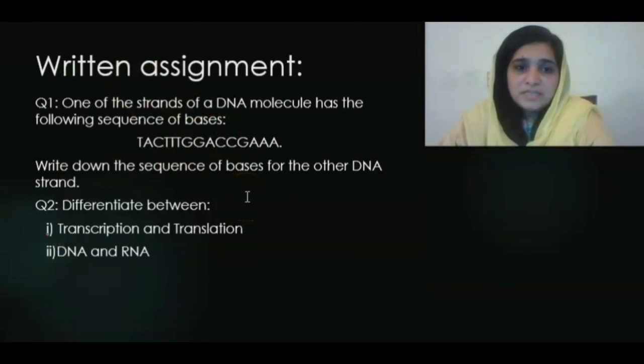Now, what is your written assignment? Question number 1. One of the strands of a DNA molecule has the following sequence of bases. Here is the sequence of bases given. Write down the sequence of bases for the other DNA strand. Then differentiate between transcription and translation, and also differentiate between DNA and RNA.